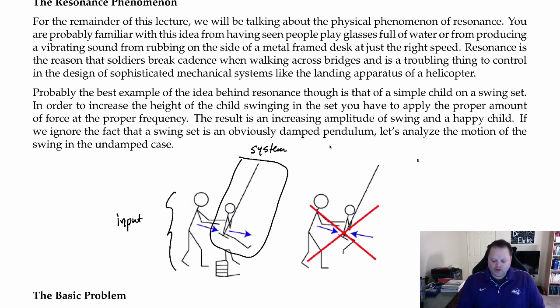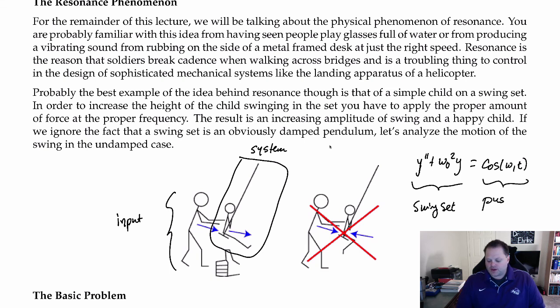So from a differential equation point of view, y double prime plus omega naught squared y, this is the swing set. And then in today's lecture on the right-hand side, we're going to have a cosine omega 1 t, which you could think of as the person that pushes the swing. This is called the input or the forcing term because it forces the system to respond to that input.